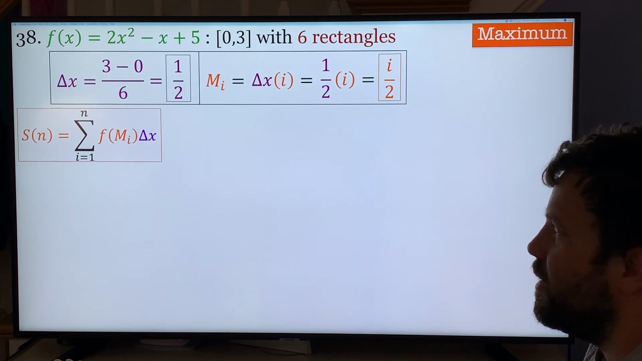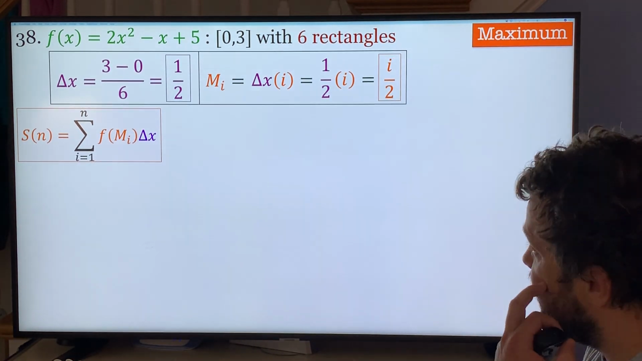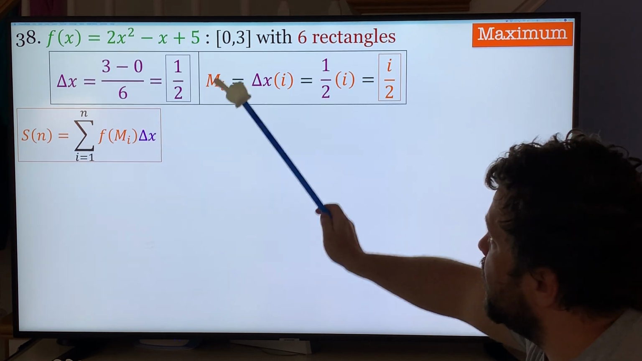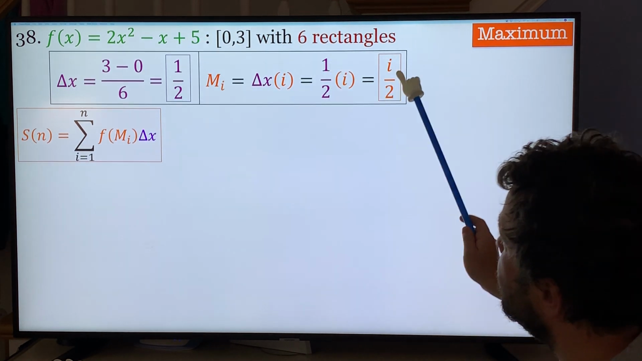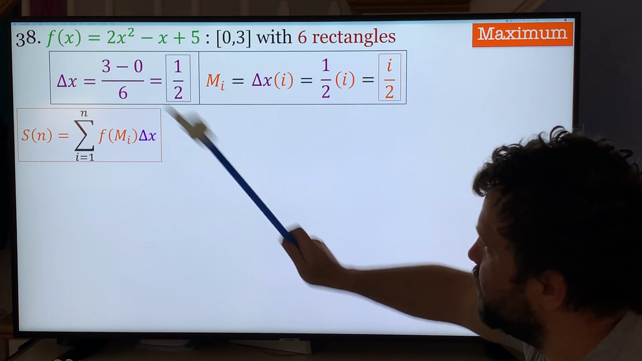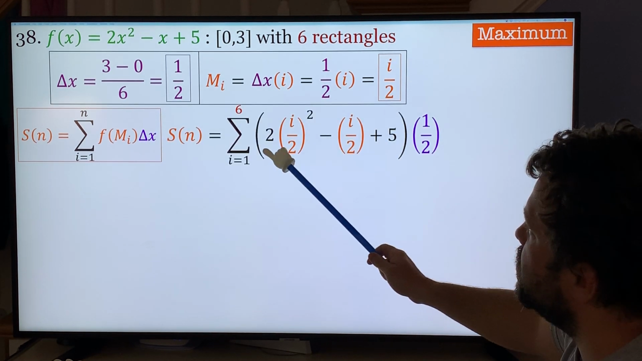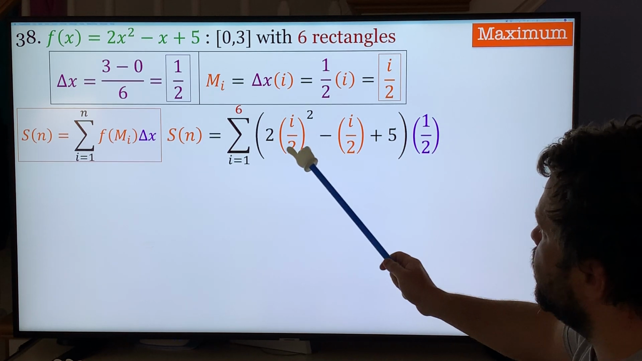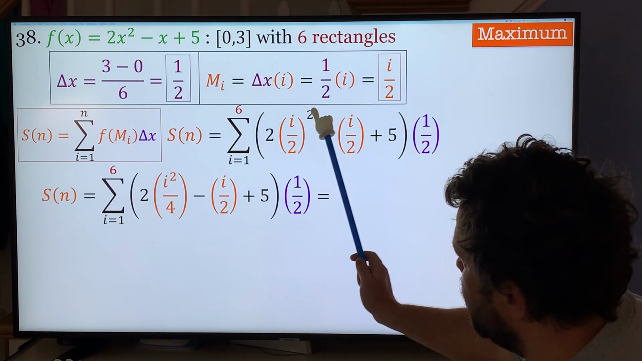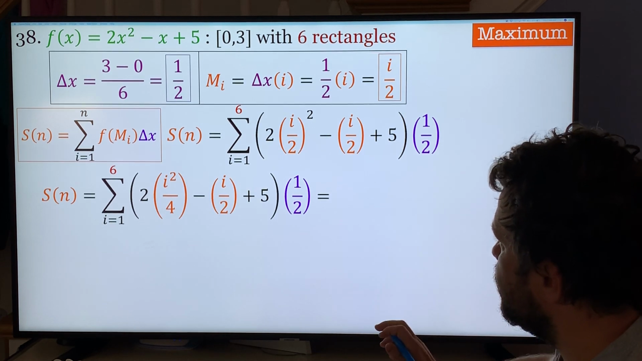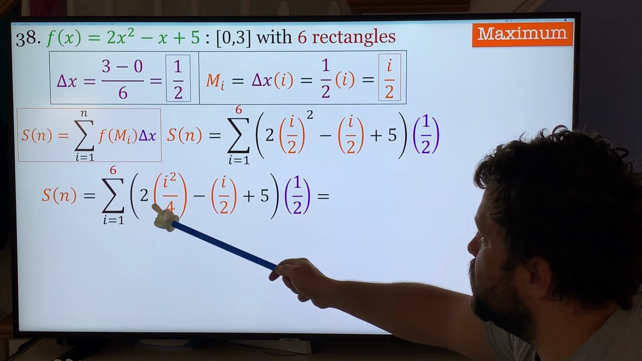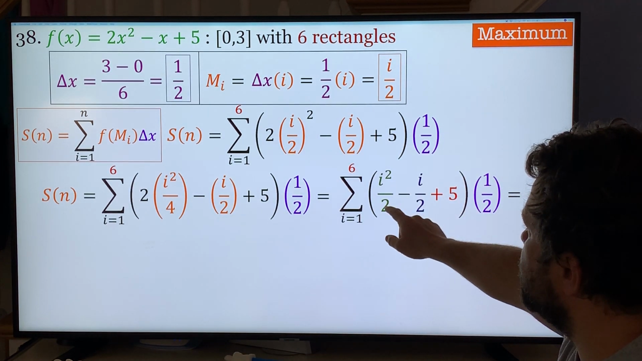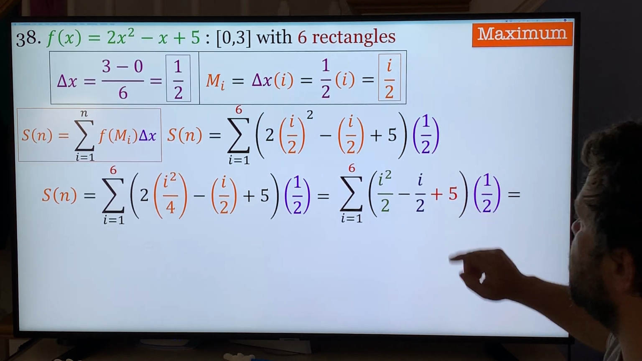The formula, capital S of n equals. The only difference is you're using your f of m i. So we take our formula right here, plug in i over 2 for each x, and then multiply it by 1/2. So 2 times (i over 2) squared minus i over 2 plus 5, times 1/2. i squared over 4 is the only difference. 2 divided by 4 is 1/2. So i squared over 2 minus i over 2 plus 5.